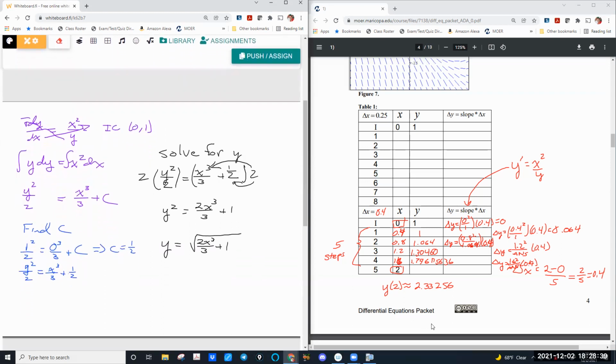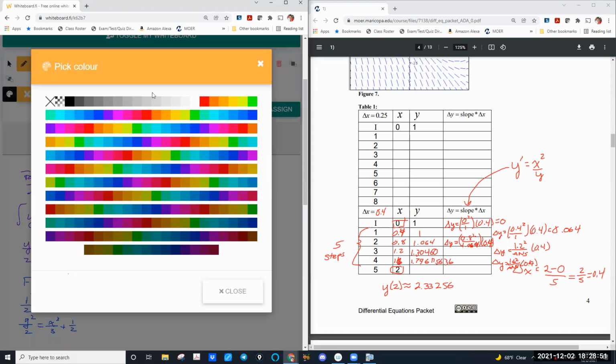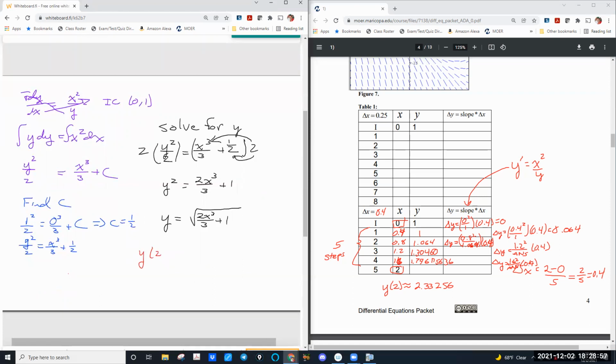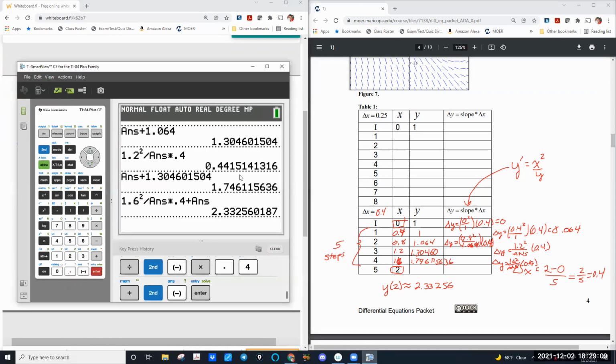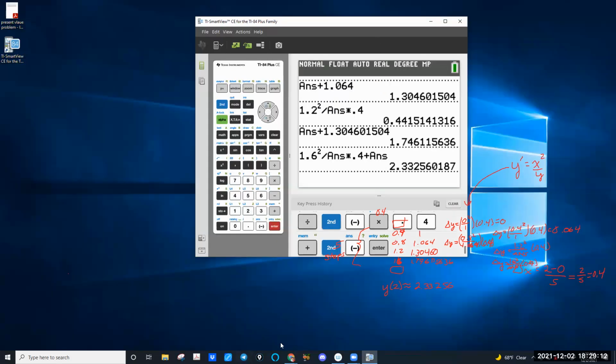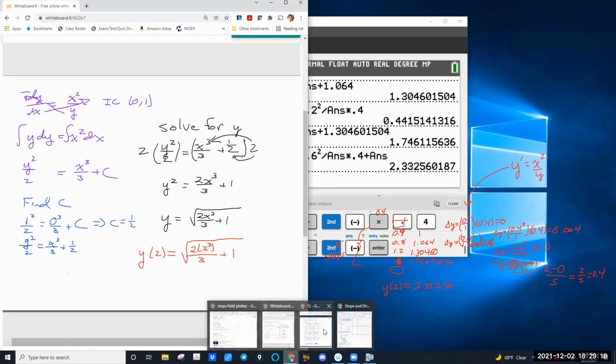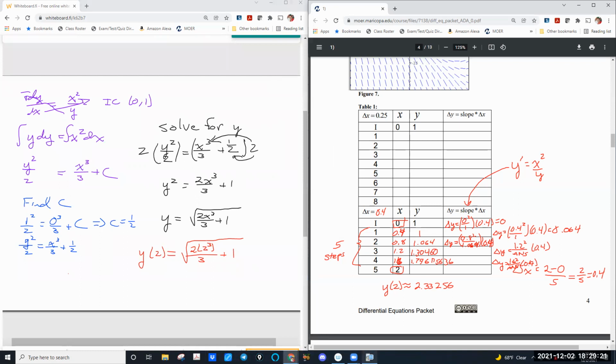Now, here's why we're doing this. We estimated that y of 2 was about 2.33256. Well, now we're going to find out exactly what it is. So, y of 2 equals the square root of 2 times 2 cubed over 3 plus 1. All right. Well, shoot. There we go. All right, now I lost my calculator.